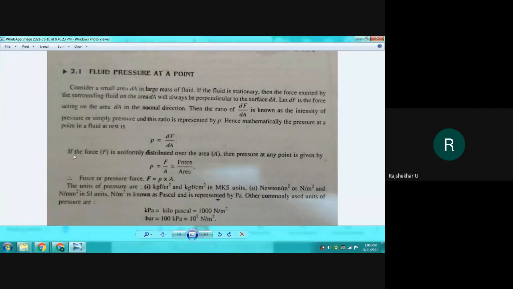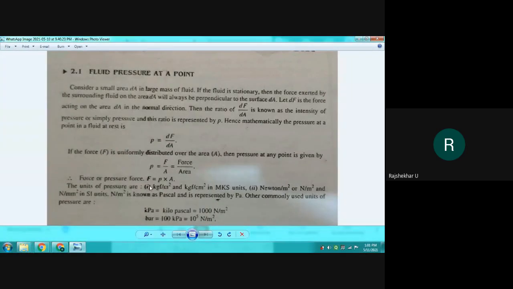Let's say if the force F is uniformly distributed over area A, then pressure at any point is given by P = F/A, that is force by area. So we are considering total force and total area. Therefore, the pressure force is F = P × A. So the equation is rearranged.